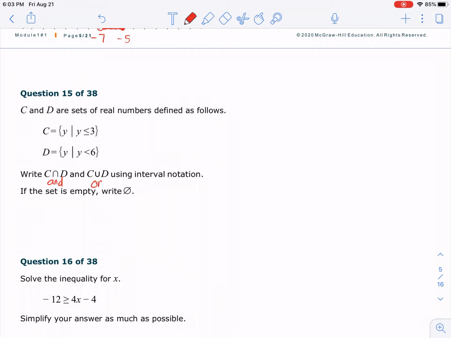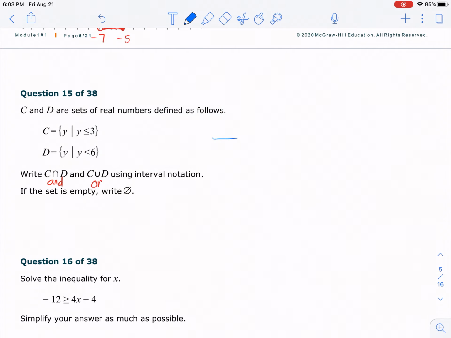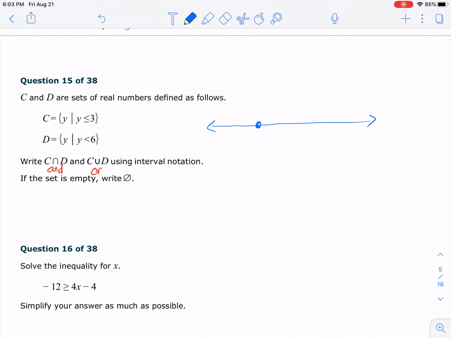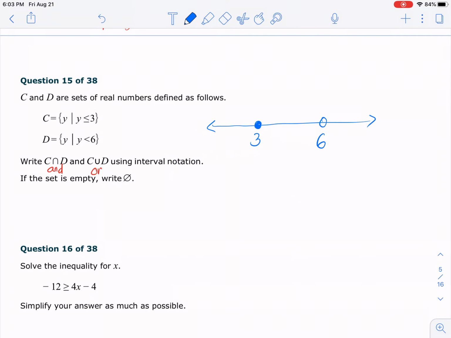So for this problem, I always try to graph first. And I use two different colors to graph. So for C, I'm just going to locate 3 and 6 first. So 3 we include, 6 we keep it open. Okay. So C. What do we have for C? C is the set of y such that y is less than or equal to 3.